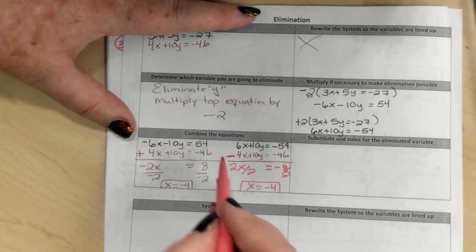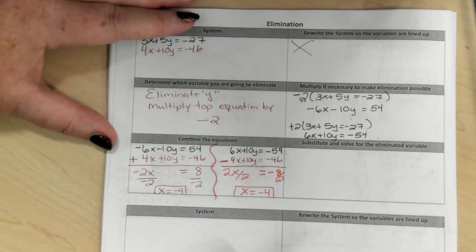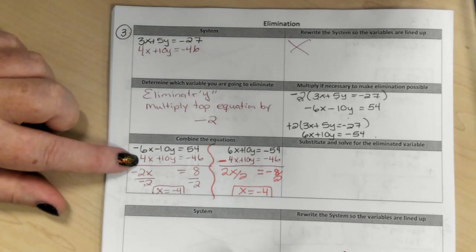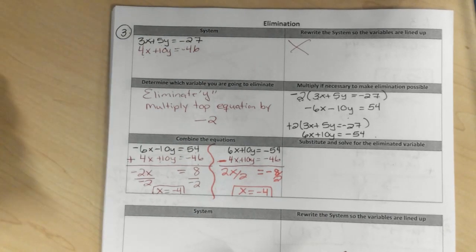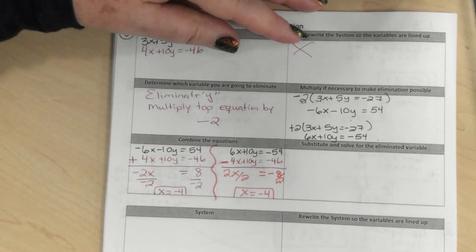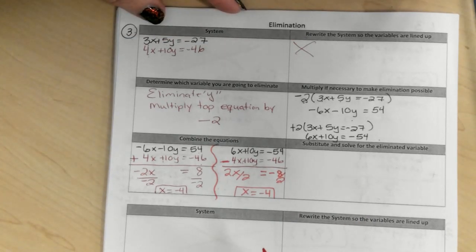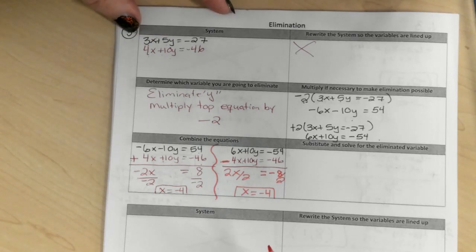So it doesn't matter. I am just more comfortable with adding. So the way I take care of that is I make sure there is opposite signs on one of my variables. But if you don't want to do that, you are more than welcome to subtract. Step, we're going to substitute and solve for the eliminated variable. They both had negatives this time. I don't know. I'm just going to go ahead and go with the top one.